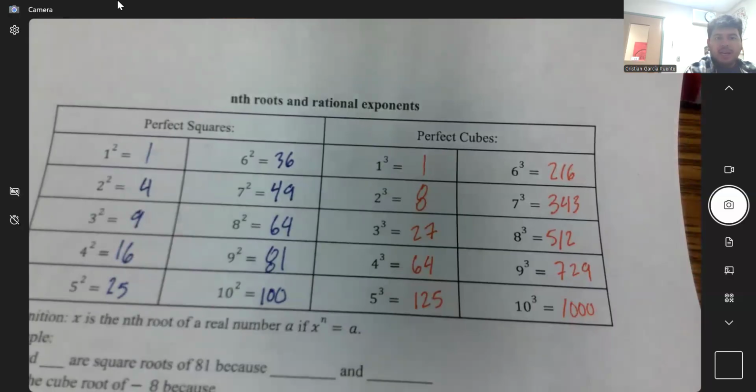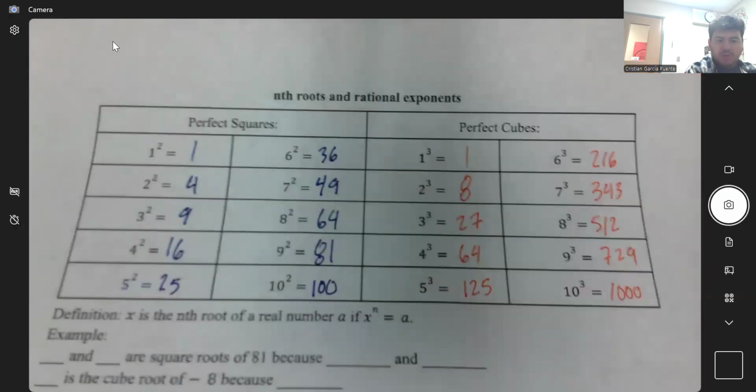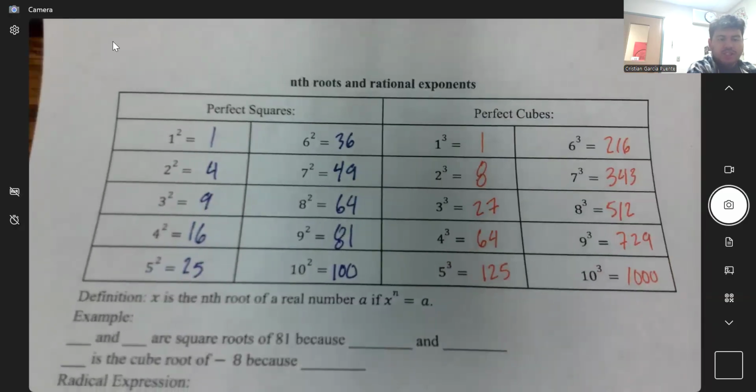All right. Next thing we're gonna do is the same thing, but we're gonna find out what our nth roots are. This is just the definition. So x is the nth root of a real number a if x to the power of n is equal to a. If that definition went over your head, all you gotta worry about is that something is a root of a number if you multiply it by itself and it gives you that number.